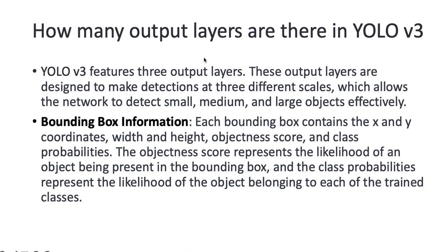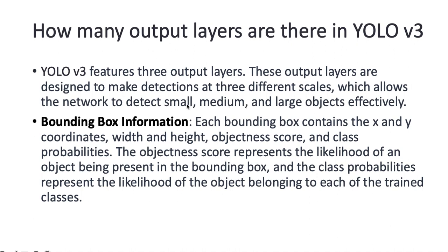Then how many output layers are there in YOLO 3? So YOLO 3 features 3 output layers. These output layers are designed to make detections at 3 different scales, which allows the network to detect small, medium and large objects effectively.